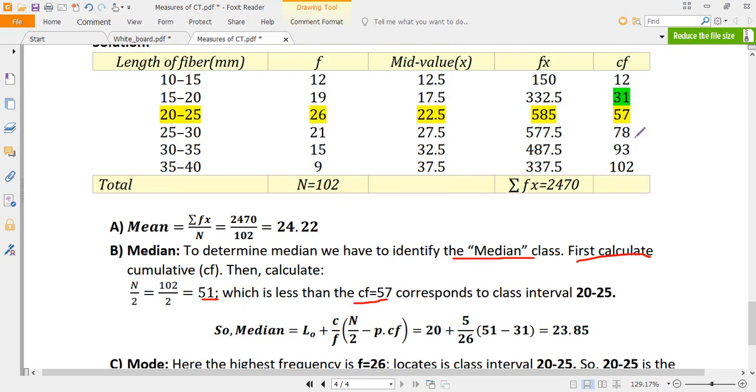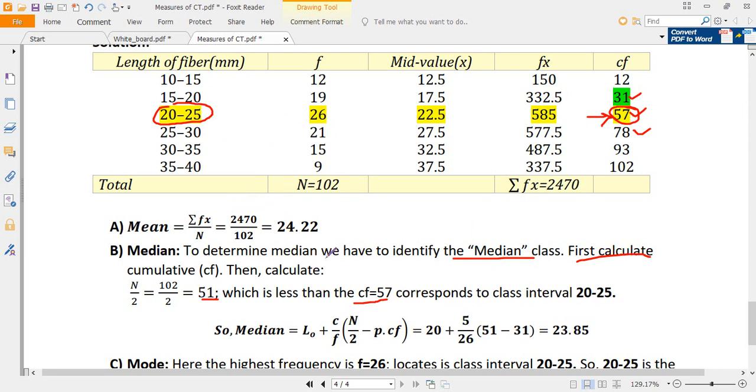This 51, we have to see for which CF this 51 is less, or smaller. Here we see that the CF is 31, here 57, here 78. So we can see 51 is just less than 57. So this CF's corresponding class is our median class, which corresponds to class interval 20 to 25. Hence this class is our median class. This is the most important thing to calculate the median.